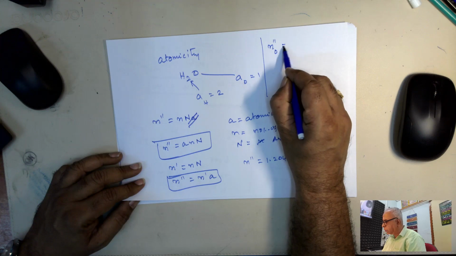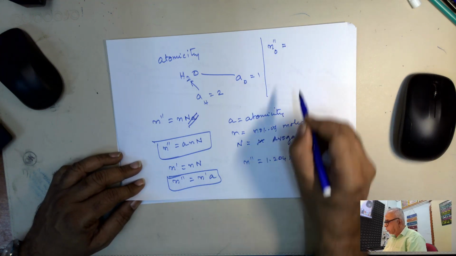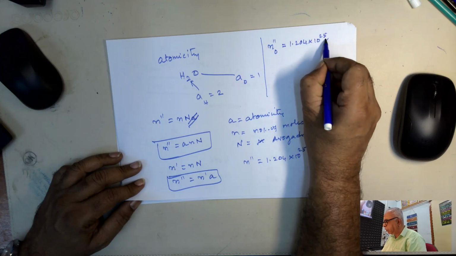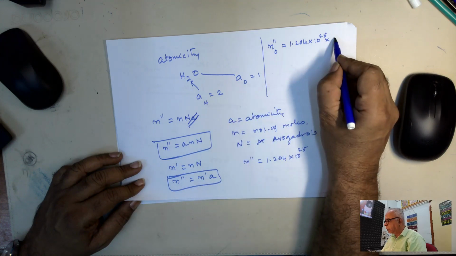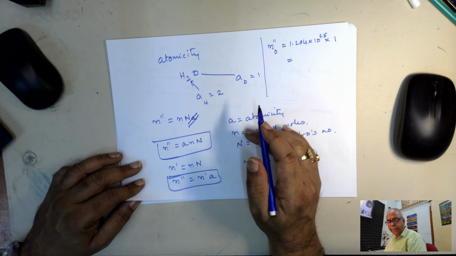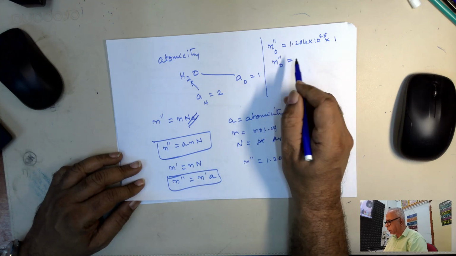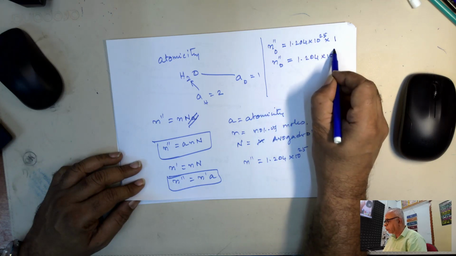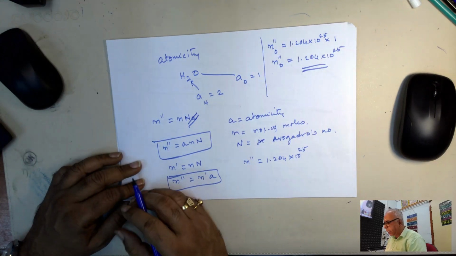So that is equal to, listen to me carefully, 1.204 into 10 power 25 into, what is the atomicity of oxygen here? It is 1. So you can simply put 1. So this reflects the number of molecules itself, right? Therefore, number of atoms of oxygen in water is equal to 1.204 into 10 power 25. That's it. So this is regarding the oxygen atoms.